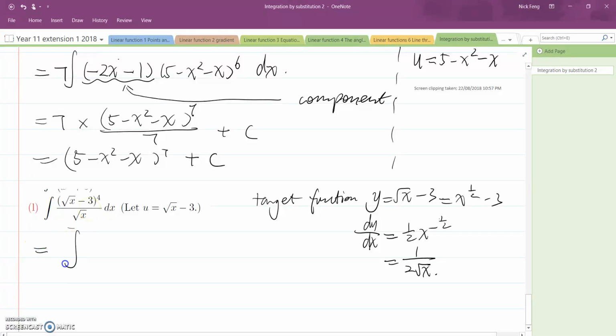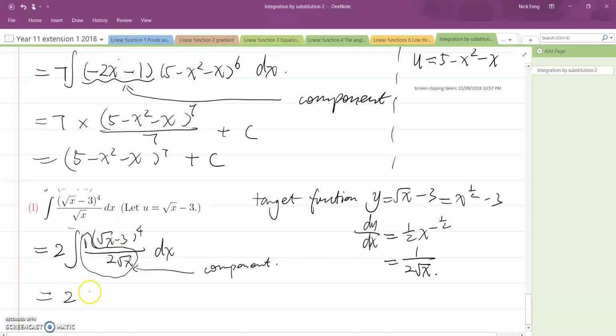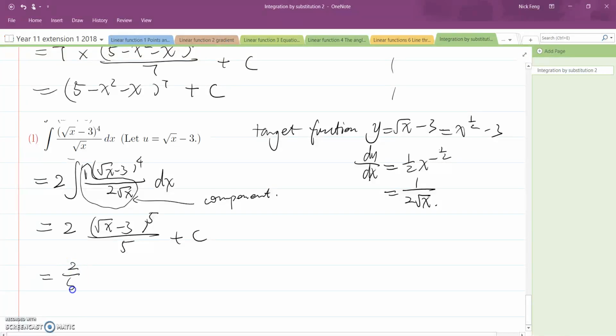In other words, if I have root x minus 3 to the power of 4, I need the component, which is 2 root x at the bottom. So this serves as a component. And in fact, can we do this? No, we need the 2 outside, because you can't change the question. Now everything is ready. Since I got the component, I can integrate whatever is inside the brackets as the whole thing, to the power of 5 over 5, plus c. Therefore, that is just 2 on 5 times root x minus 3 to the power of 5 plus c.